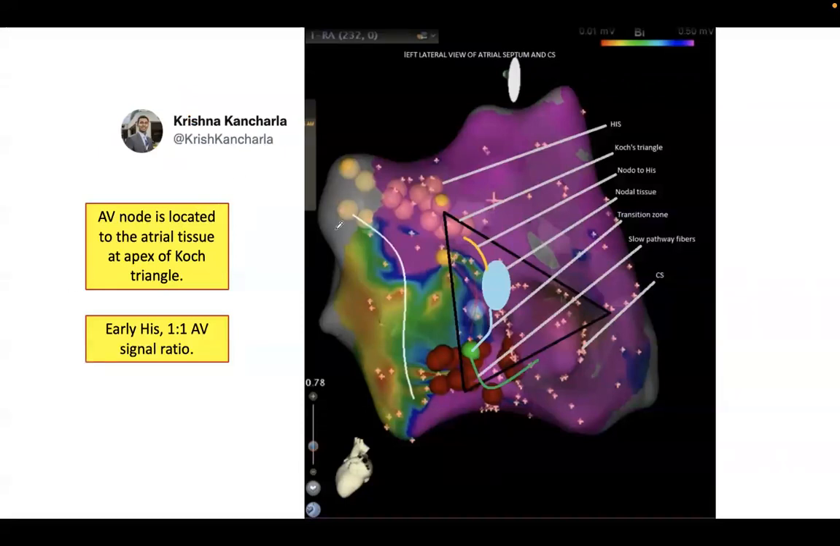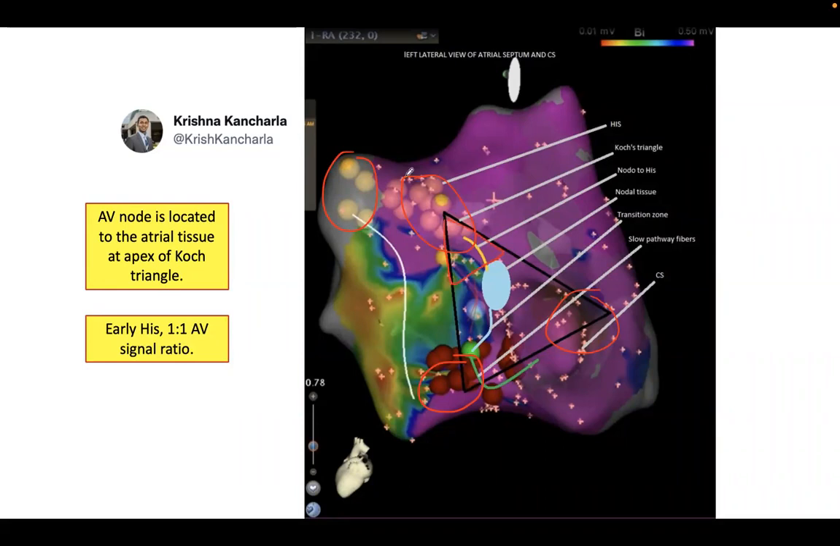So, for example, this is a cartoon image. This is your CS, this is your right atrium, this is your right ventricle, and this is your His cloud. There is something called the triangle of Koch, which is margined by the His, by the tricuspid valve leaflets, and by your CS. The AV node is usually at the superior apex of this triangle.